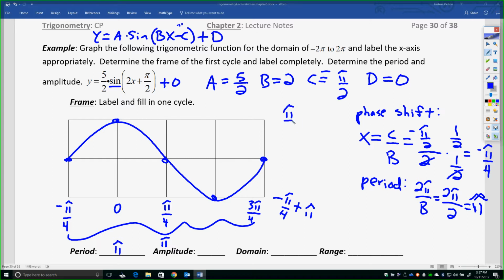If we add up pi over 4 and 3 pi over 4, and go halfway between those, we'll get 4 pi over 4 divided by 2. So multiply by 1/2 over 1/2. Cancels. That leaves us with a 2 there. So that leaves us with a pi over 2. Let's make that a little bit clearer here.